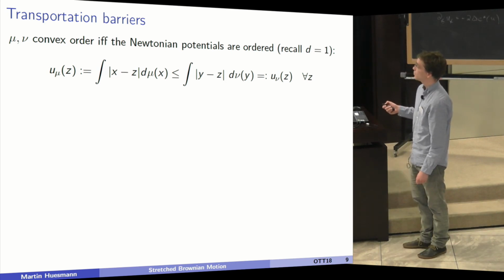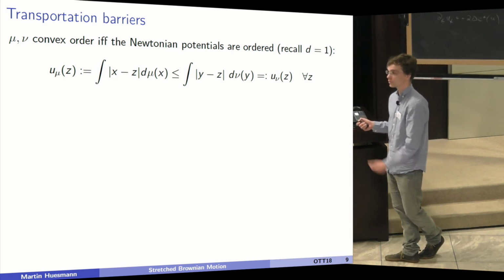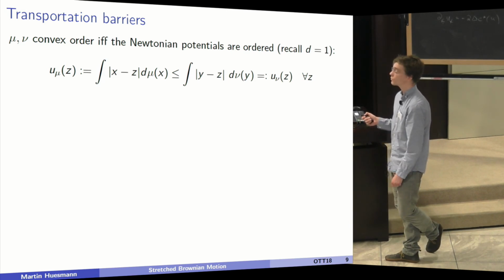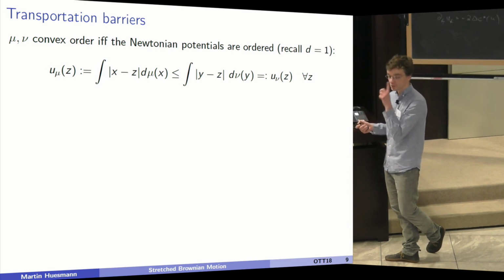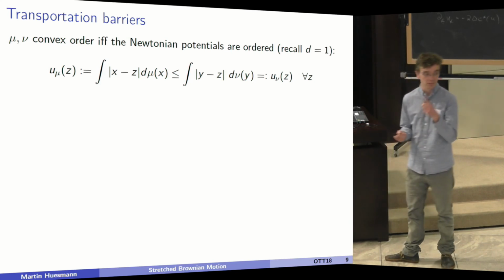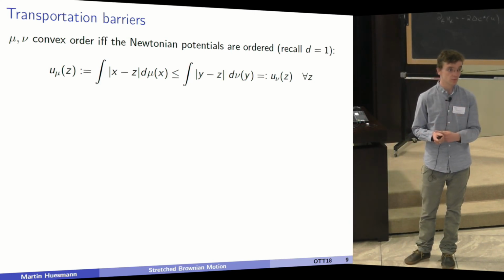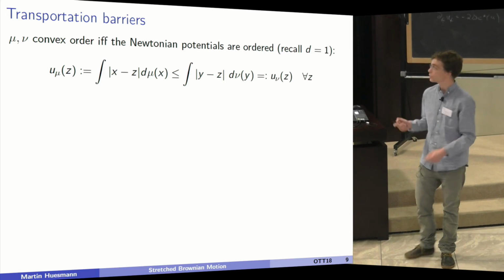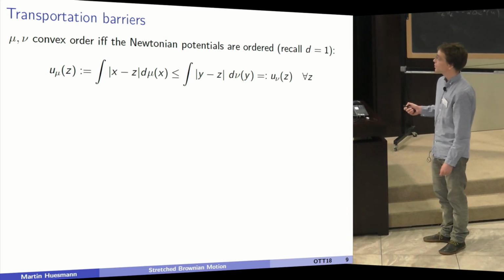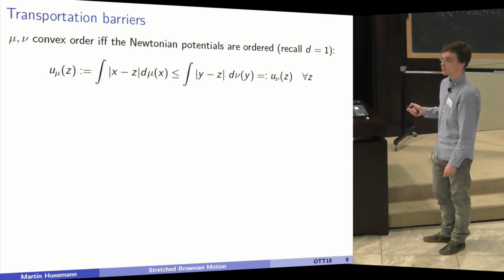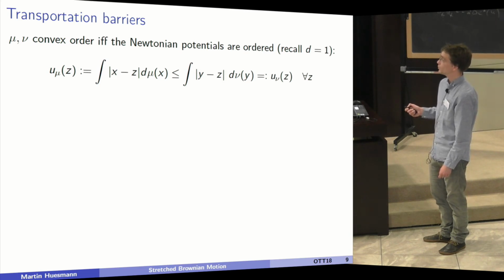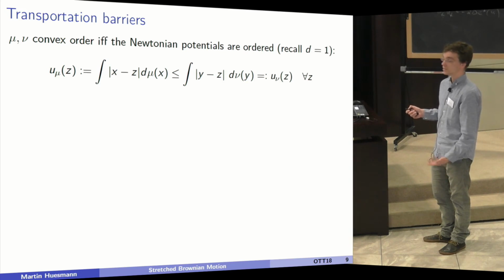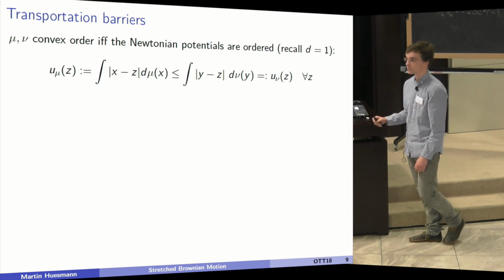Remember that the necessary and sufficient condition for there to be a martingale is that these measures are in convex order. Now, in one dimension, and this is the problem, only in one dimension can you check convex order by looking at the potential functions, the Newtonian potential functions, which are just the integral of the absolute value of x minus z. Checking whether mu and nu are in convex order is the same as checking whether these potential functions are ordered for each point z. The reason is that these essentially span all convex functions in dimension 1.